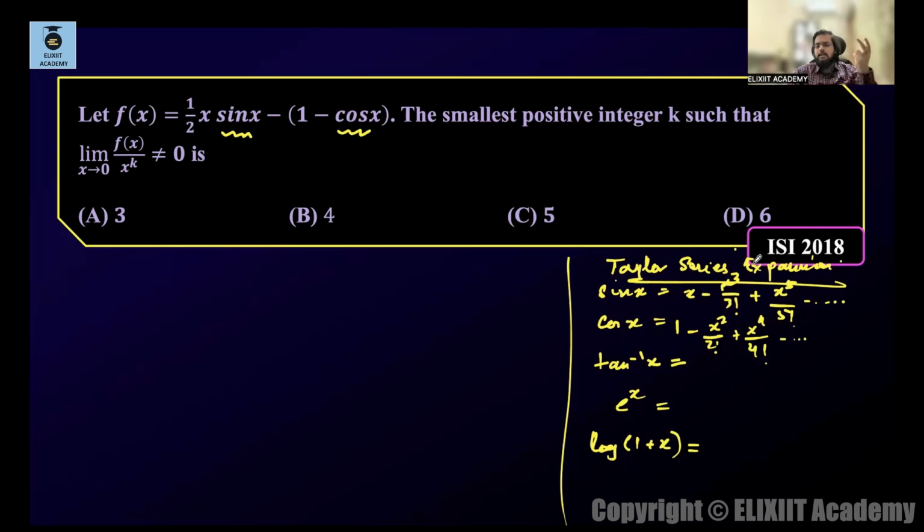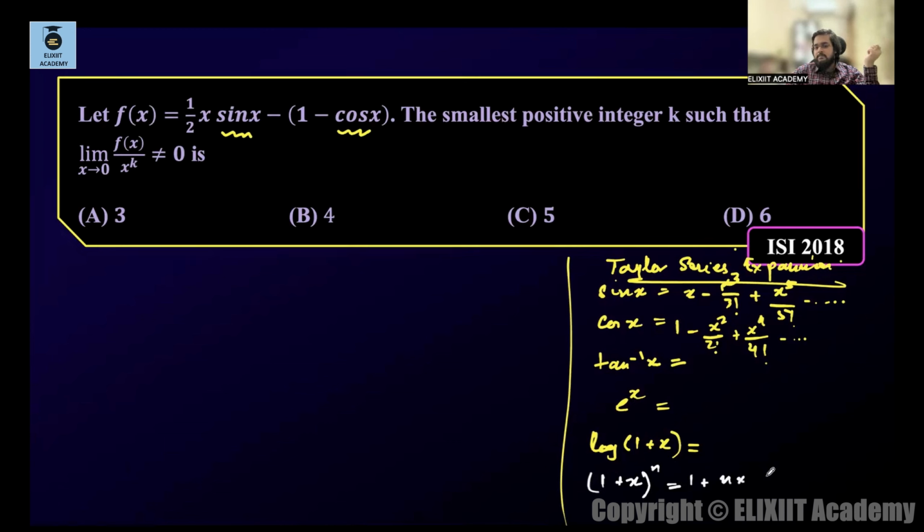Sin x, cos x, tan inverse of x, e raised to the power of x, and log 1 plus x. And parallelly, we also have the binomial expansion. There was one more term, which is called binomial expansion or binomial approximation, for any index. It's basically binomial expansion, but we say it to be binomial approximation.